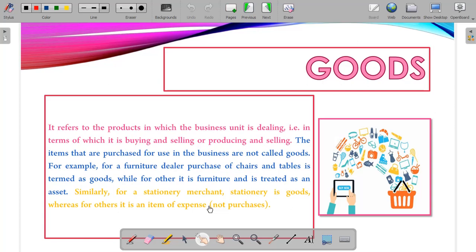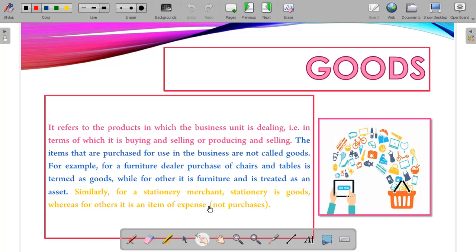Then the next term is the goods. Goods refers to the products in which the business unit is dealing, right? Goods means all the items which are purchased and sold in an ordinary course of business. In an ordinary course of business means we are purchasing and selling the goods on a regular basis, right? This is an operating activity of the business, right?